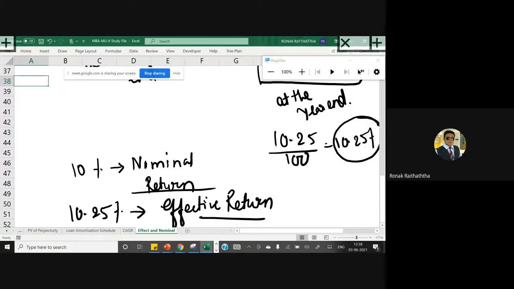But if the annual compounding frequency is followed, please put it in the back of your mind, everyone. If the annual compounding frequency is followed, then nominal rate of return will be equal to the effective rate of return. But if the compounding frequency is not annual, it is 6 monthly, quarterly, or monthly, then effective return will always be higher than the nominal return. Here we are not learning any new formulas. It is just an application of the time value of money.